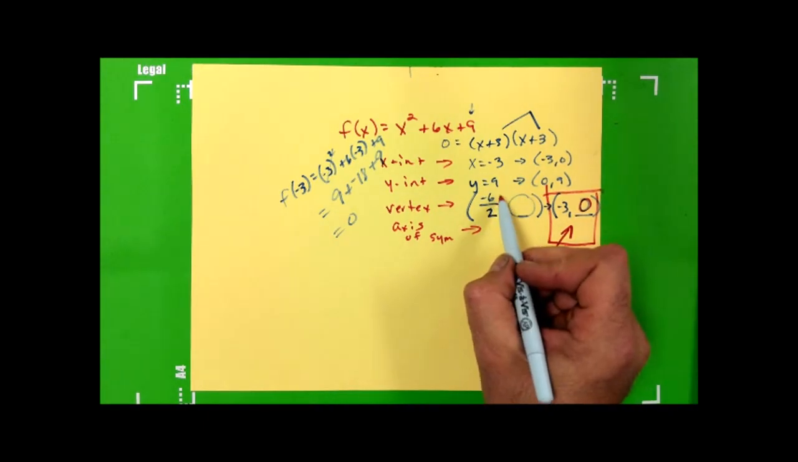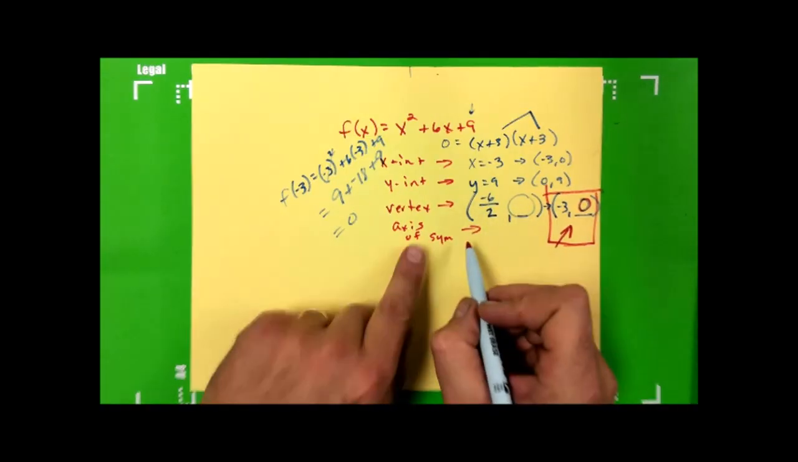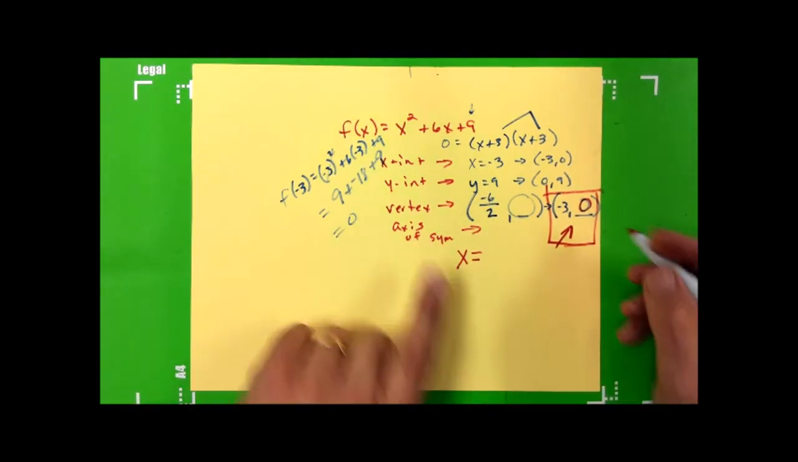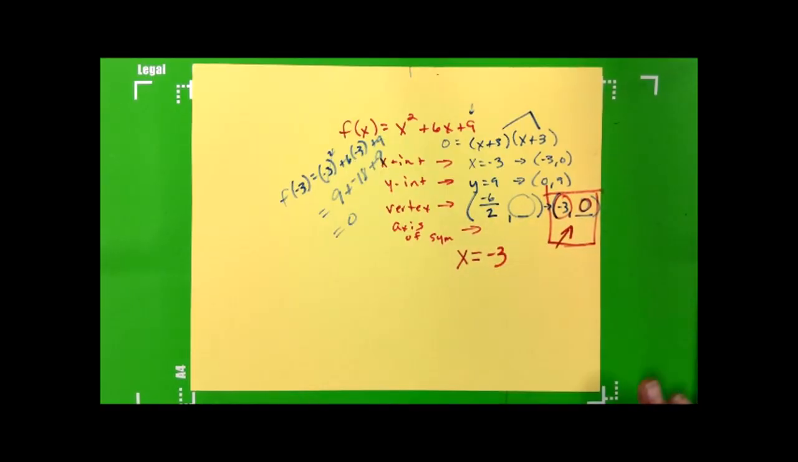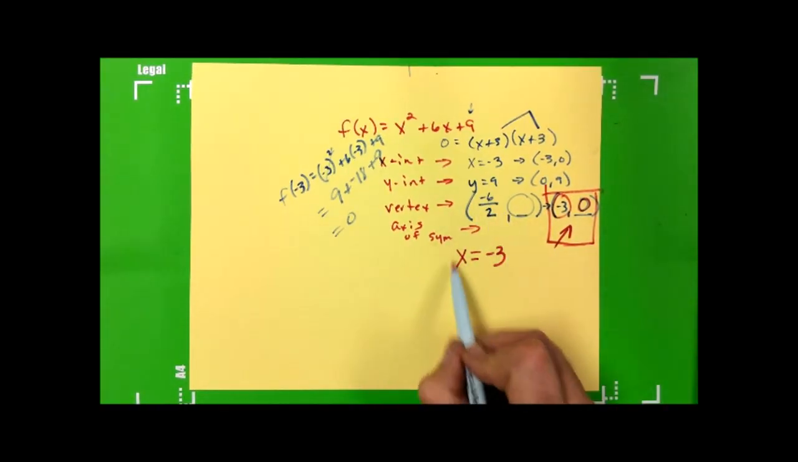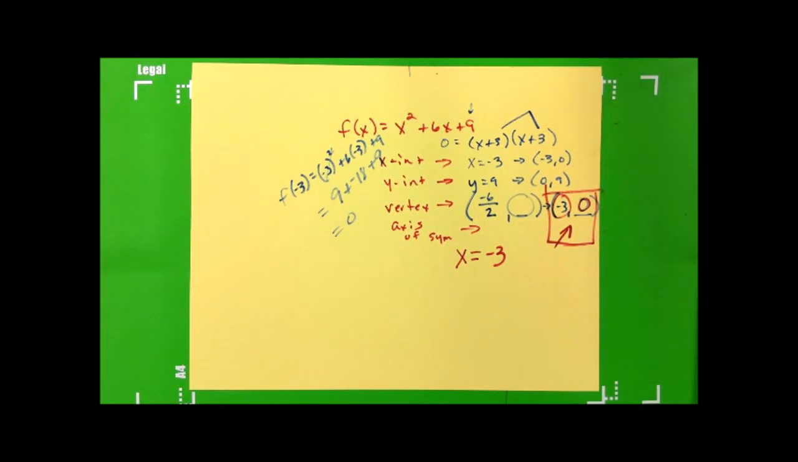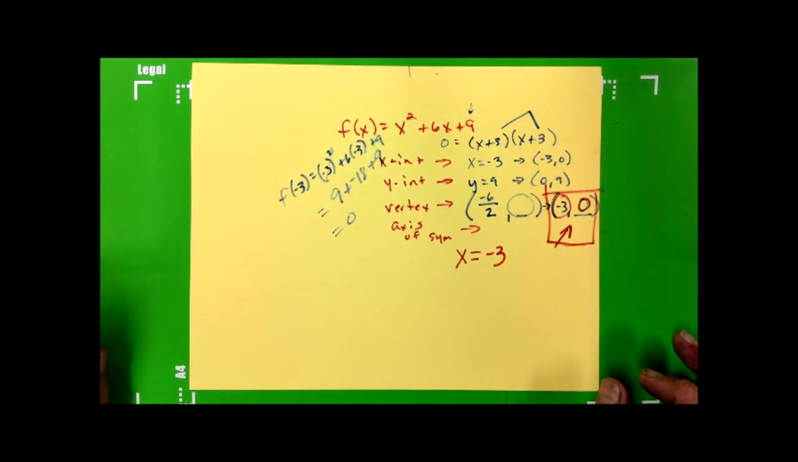All right? Negative b over 2a followed by, and of course axis of symmetry is x equals whatever the x value was. So by doing negative b over 2a, you're kind of killing two birds with one stone. I do not advocate killing birds. But if you do, only use one stone.